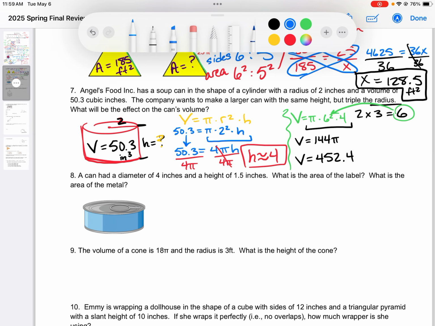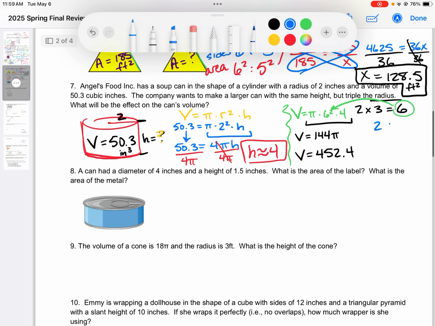And so what we're trying to figure out is we tripled our radius, okay? Our radius went from 2 to 6, and our volume went from 50.3 to 452.4. So we're trying to see if there is a scale factor or a number in there, like if we tripled it, did it go up 3 times? Did it go up 6 times? Was it cut in half or a third? So we're trying to figure out what that is.